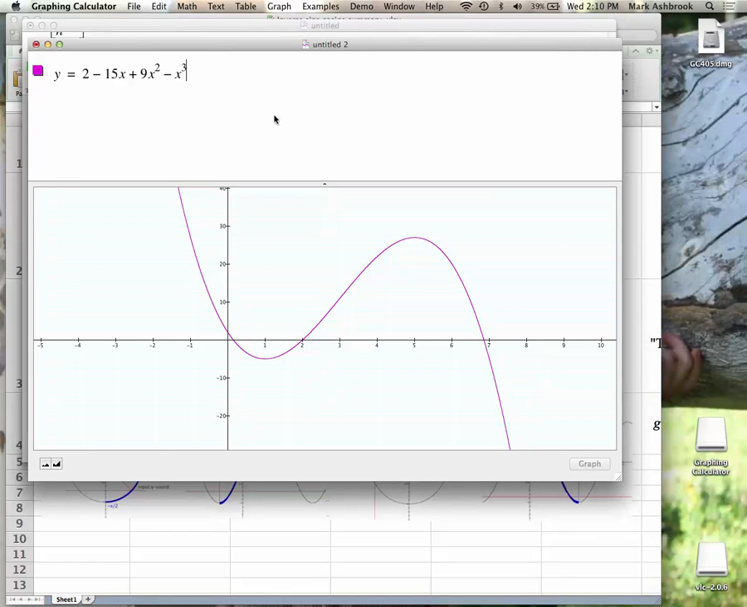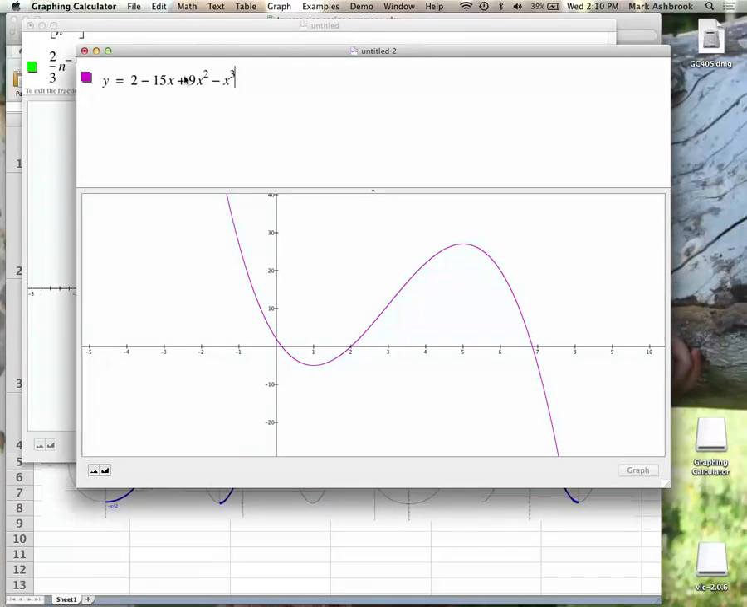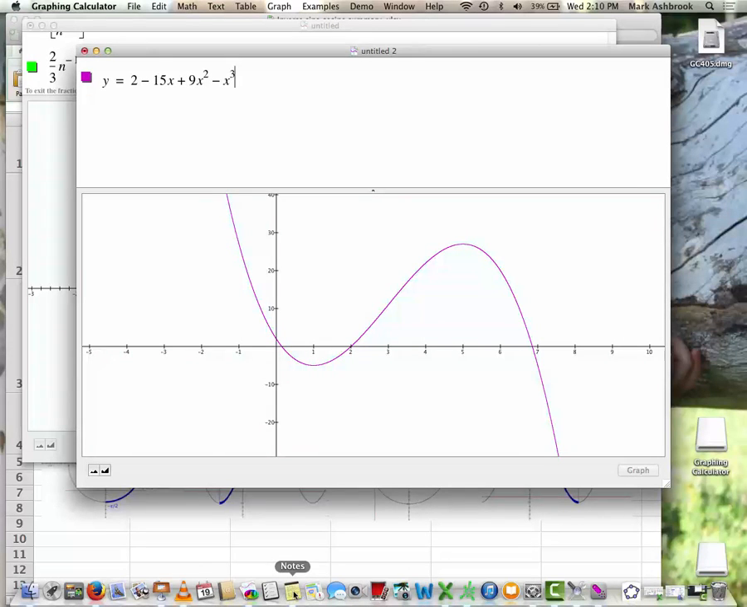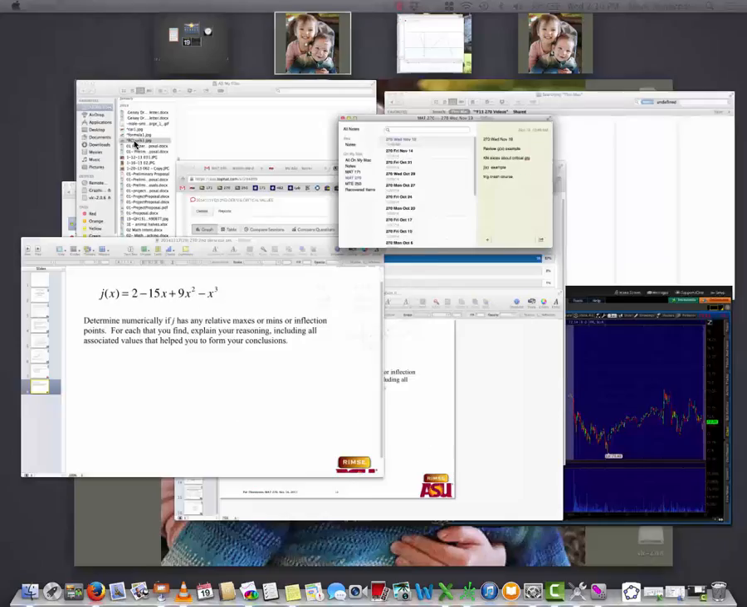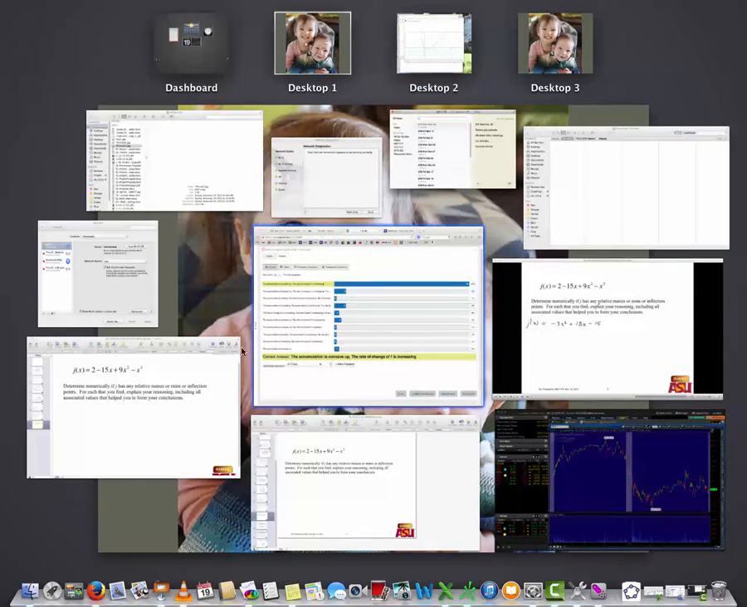Okay, so let's do the next one here. Let's look at an example of how this plays out. So this idea that we can find, where is internet?